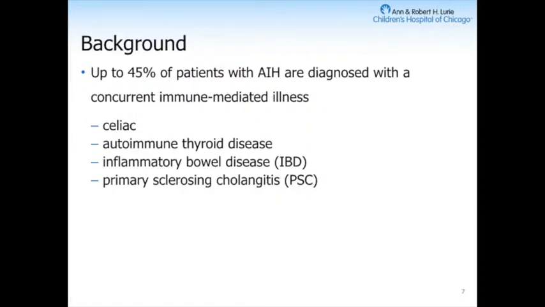A lot of patients, up to 45%, have some other kind of autoimmune disease. This includes celiac disease, thyroid disease, IBD, PSC, and it's not something that is always there when you're first diagnosed with autoimmune hepatitis, so it should be checked for periodically. And by periodically, maybe once a year or every 2 years, if you don't have any obvious symptoms.